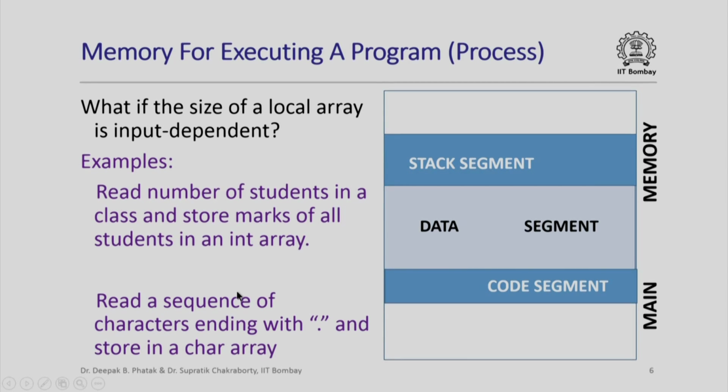Here is another example. I might want to read a sequence of characters ending with a dot and store it in a character array. Since I do not know a priori how many characters I am going to read before reading the dot, I cannot determine, when I am writing the program, what the right size for this character array should be. So once again, we might end up reserving space for an array of sufficiently large size such that all the character sequences that we might read can be accommodated in that large character array. But once again, this is wasteful of memory.